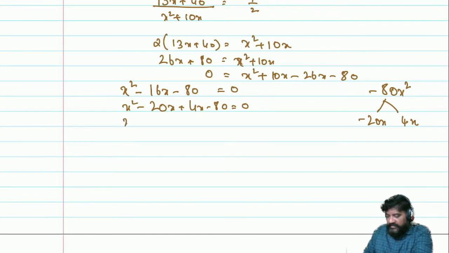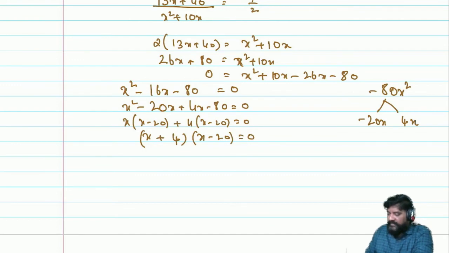X taken common out, x minus 20, plus 4 taken common out, x minus 20 is equal to 0. And that gives me x plus 4 into x minus 20 is equal to 0. And that would mean what? X plus 4 is equal to 0, or x minus 20 is equal to 0, which means x is equal to minus 4 or x is equal to 20.